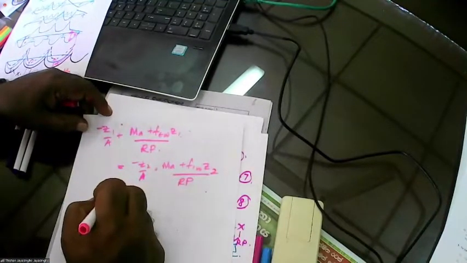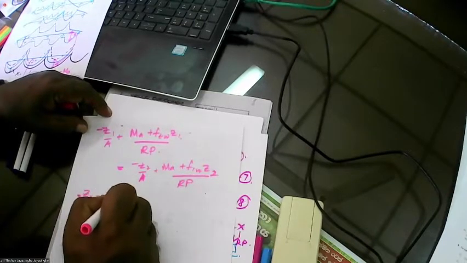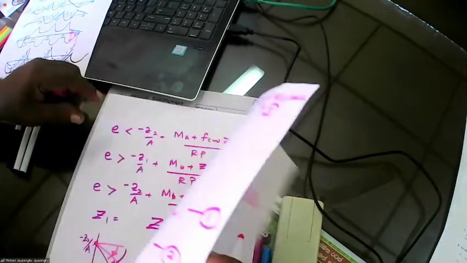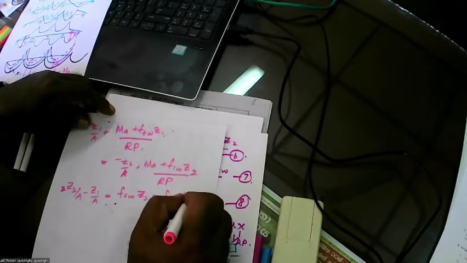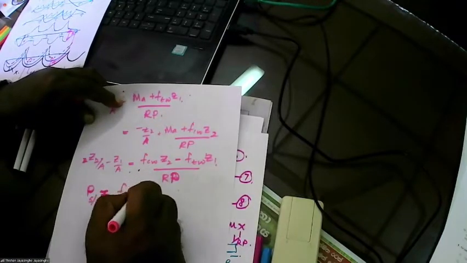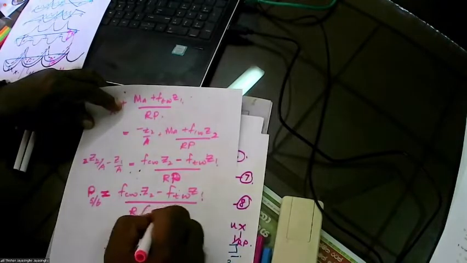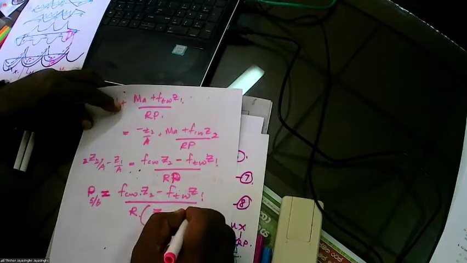And from this one, you can find a value for Z1. Z2 over A minus Z1 over A equals, and you can see both equation 5 and 6 are dependent on Ma. So that is equal to FCW Z2 minus FTW Z1 divided by RP. So 1 over RP at this location, where 5 and 6 meet, is equal to FCW Z2 minus FTW Z1 divided by r, Z2 minus Z1 divided by A.